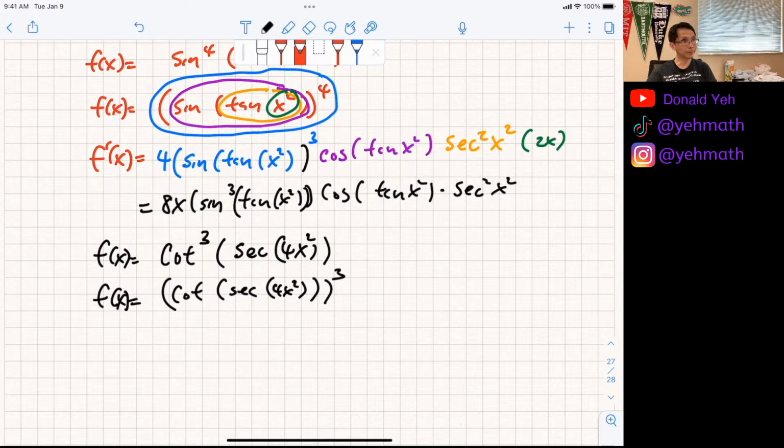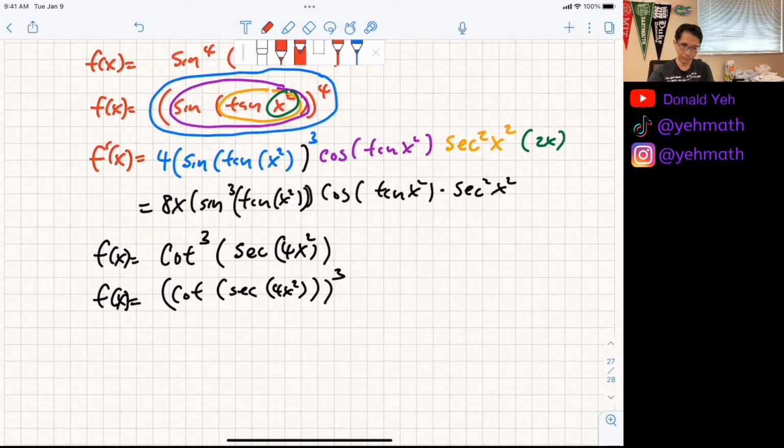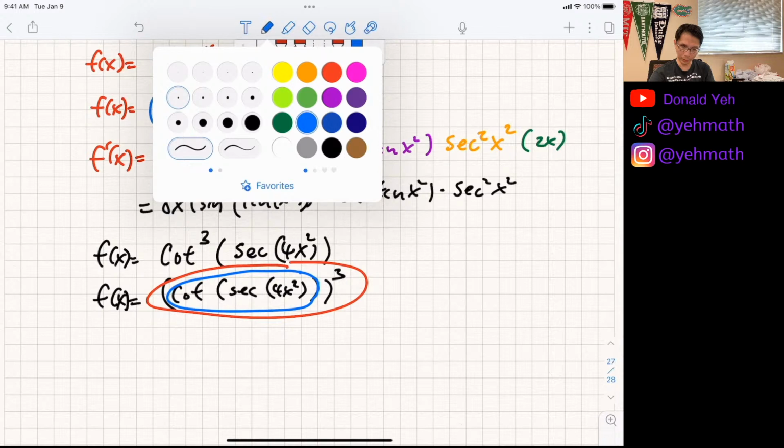Everything to the third power. If you know how to draw the bubbles, you should be able to be very good. I'm going to draw the first bubbles, and I'm going to color code the next one.